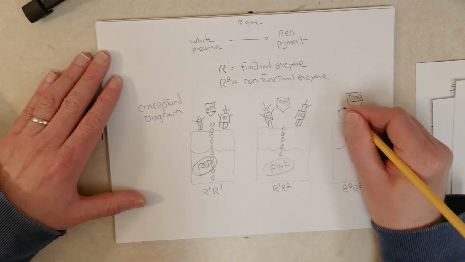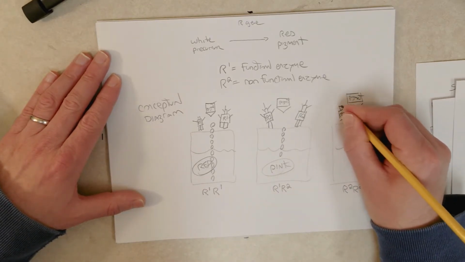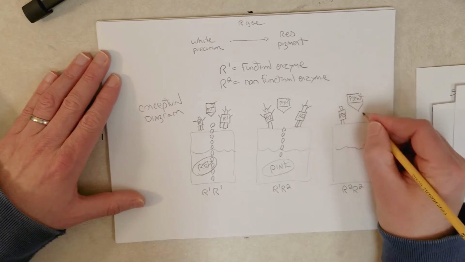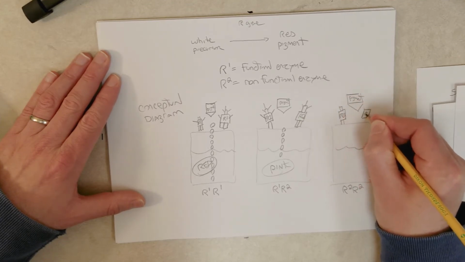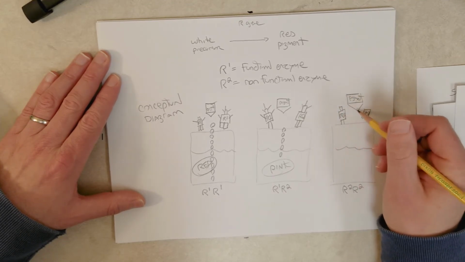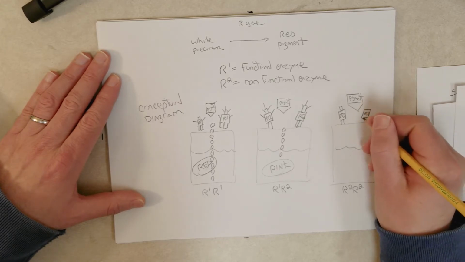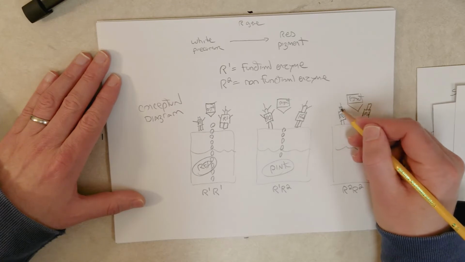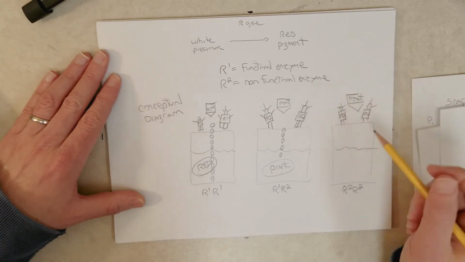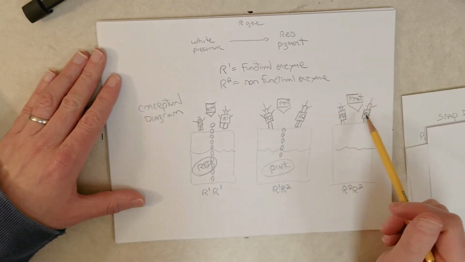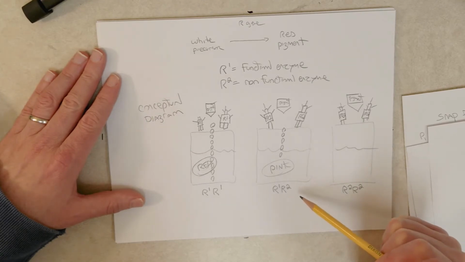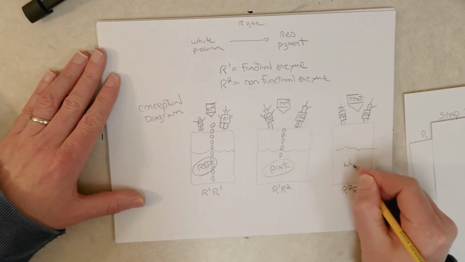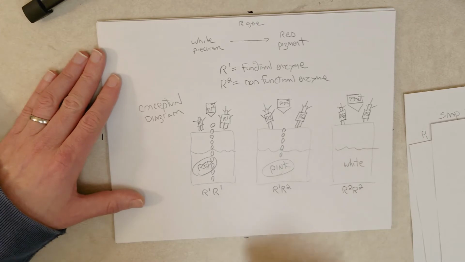And over here, we have these helpless robots whose job is to take the white pigment, turn it red, and add it here. And they can't add any because they're lacking the arms that the robots, or enzyme, need to add the red pigment. So the water looks clear, or in this case, white.